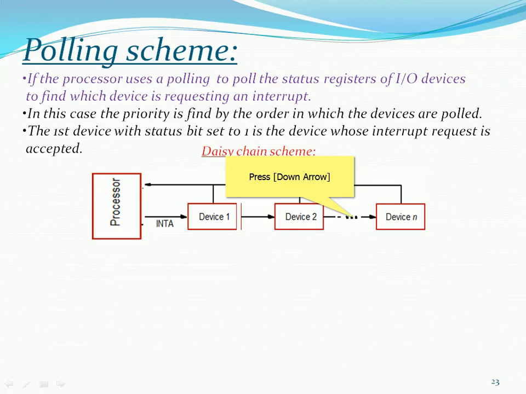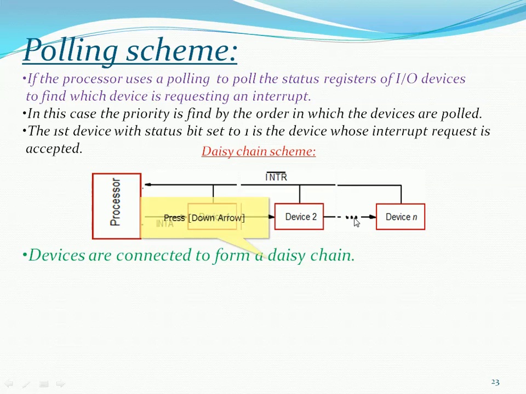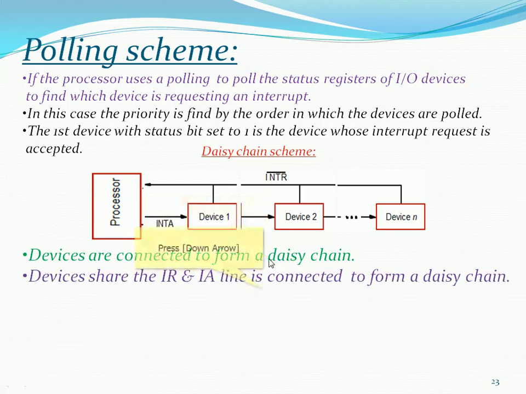Similarly, device 2 raises an interrupt request and it goes to the processor. The interrupt acknowledgement comes. Assume that device 1 has not raised a request and device 2 has; then it will be accepted. Otherwise, it will propagate that acknowledgement to the next device. This keeps on going to the end devices. Devices are connected to form a daisy chain. That is the concept of daisy chain: propagating the interrupt acknowledgement from one device to the other devices and sharing the interrupt request.